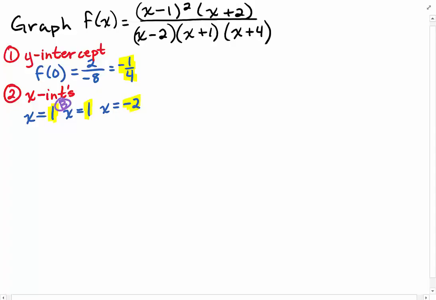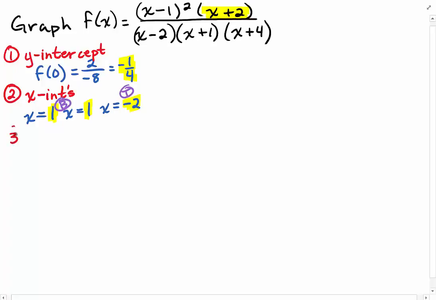Now, negative 2 comes from this factor, and that factor only shows up once. 1 is its multiplicity. That's an odd number. Odd multiplicities are going to have the behavior where the graph goes through those zeros or those intercepts.